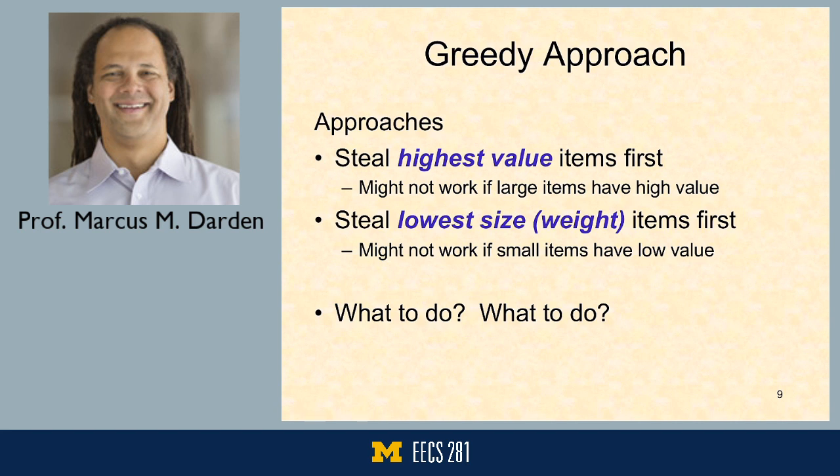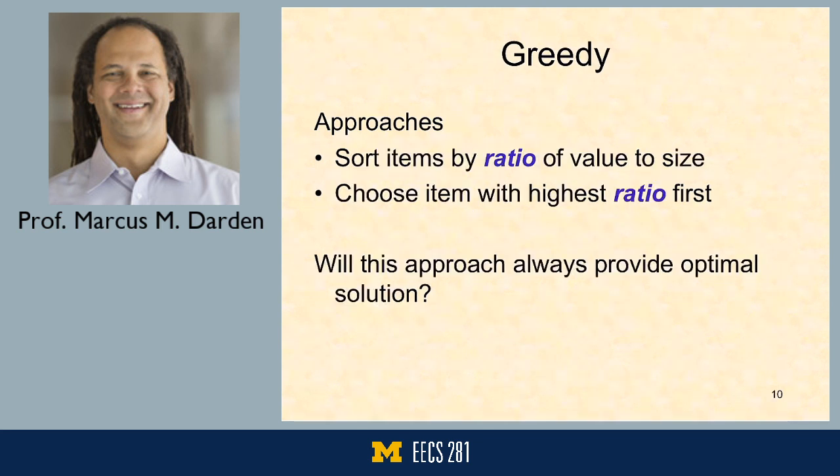All right, so how does the straightforward next step look? We say, well, if going by value doesn't work for me all the time, and going by size doesn't work for me all the time, let's go by value density. Let's take the ratio of value to size. And if I choose the highest ratio first, then that's about the best I can do, isn't it?